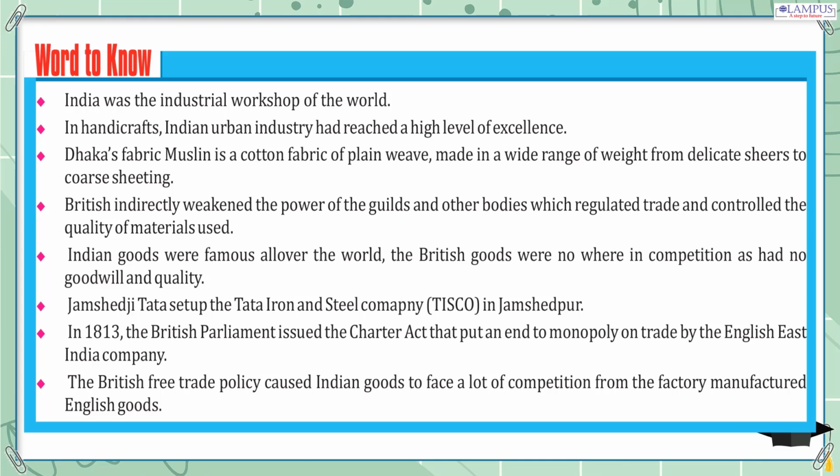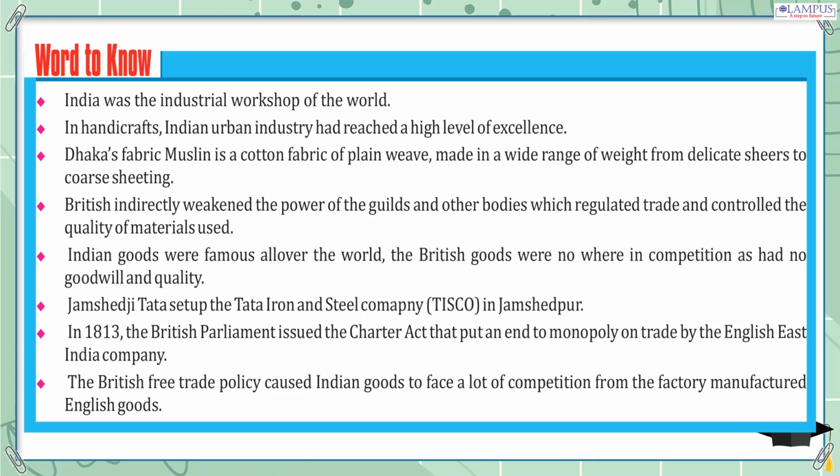Word to know: India was the industrial workshop of the world. In handicrafts, Indian urban industry had reached a high level of excellence. Dhaka's fabric muslin is a cotton fabric of plain weave, made in a wide range of weight from delicate sheers to coarse sheeting. The British indirectly weakened the power of the guilds and other bodies which regulated trade and controlled the quality of materials used. Indian goods were famous all over the world. The British goods were nowhere in competition as they had no goodwill and quality.